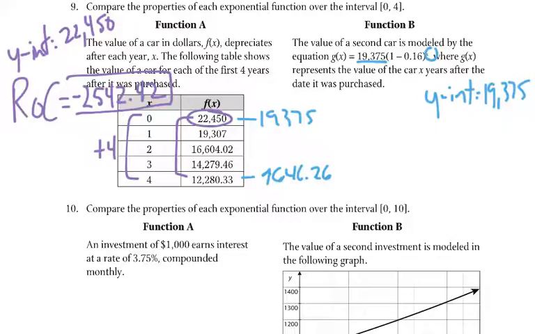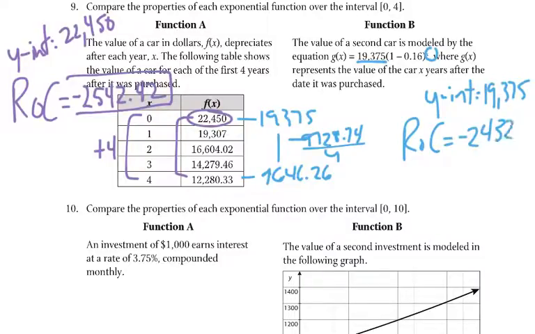But we take that and we subtract 9,646.26 minus 19,375. We get negative 9,728.74. Divide that by 4. And we get our rate of change of negative 2,432.19. So every year you're losing less money on car B, but it's still worth less because you paid less to begin with. So you'd have to decide which one was better on that.